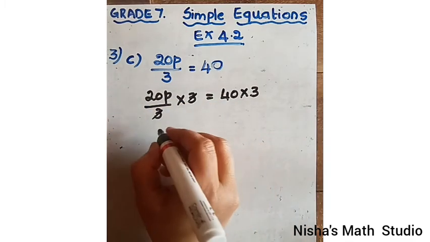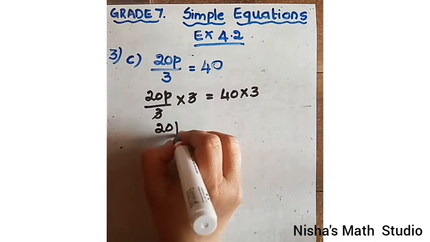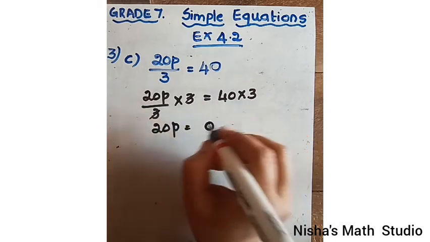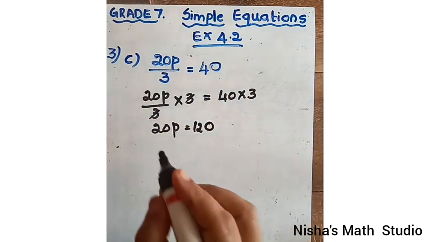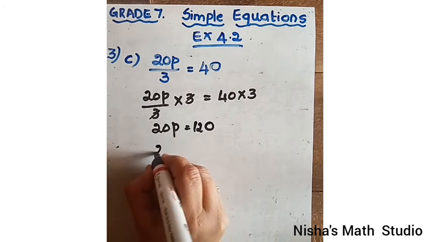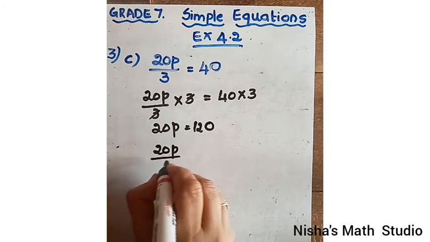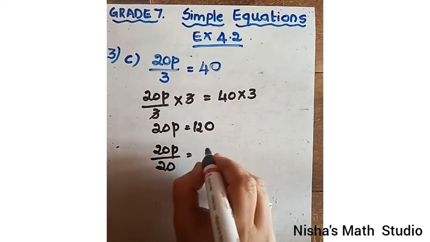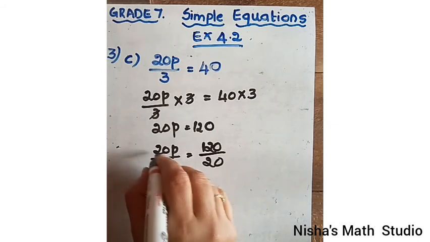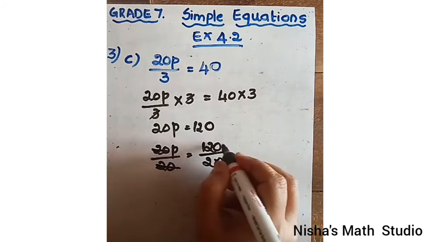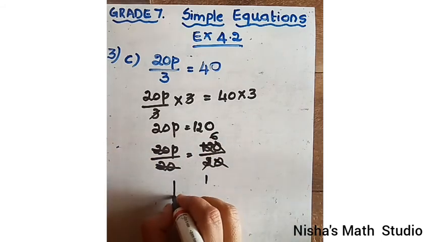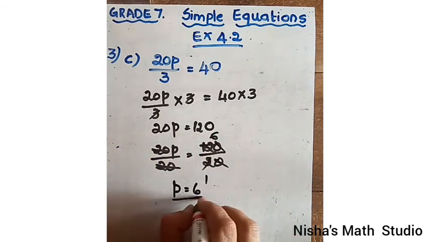3 get cancelled. You are left with the 20p is equal to 3 zeros are 0, 4 3s are 12, which is 120. Now I need to get rid of this 20 here, which is in multiplication. So 20p should be divided with 20. This side also 120 to be divided with 20. 20 get cancelled. 0 is cancelled. 2 1s are 2, 2 6s are 12. So value of p is 6.